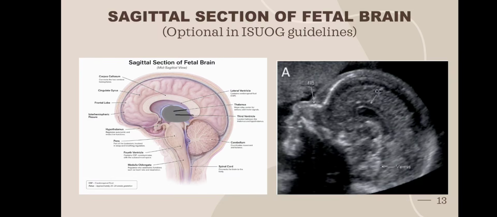thalamus and third ventricles. The third ventricle is not visualized normally. If you can see the third ventricle, this is an abnormal finding. Normally, the third ventricles are not seen or not visualized.